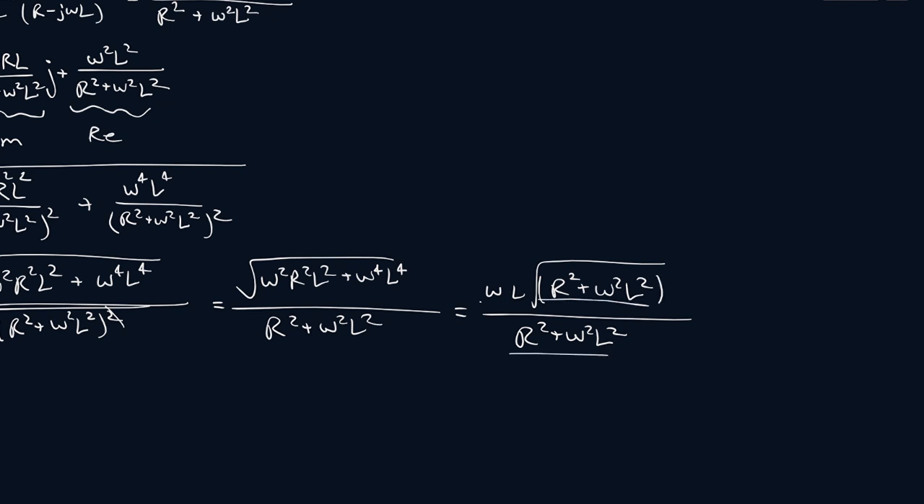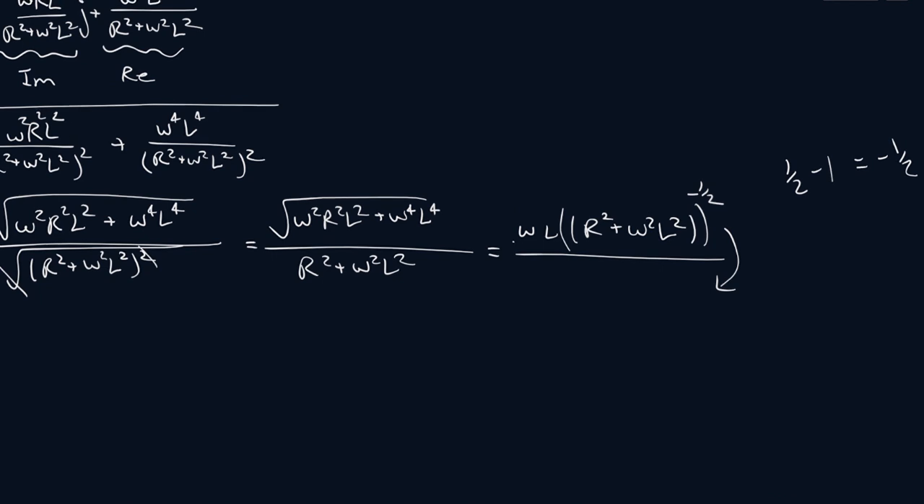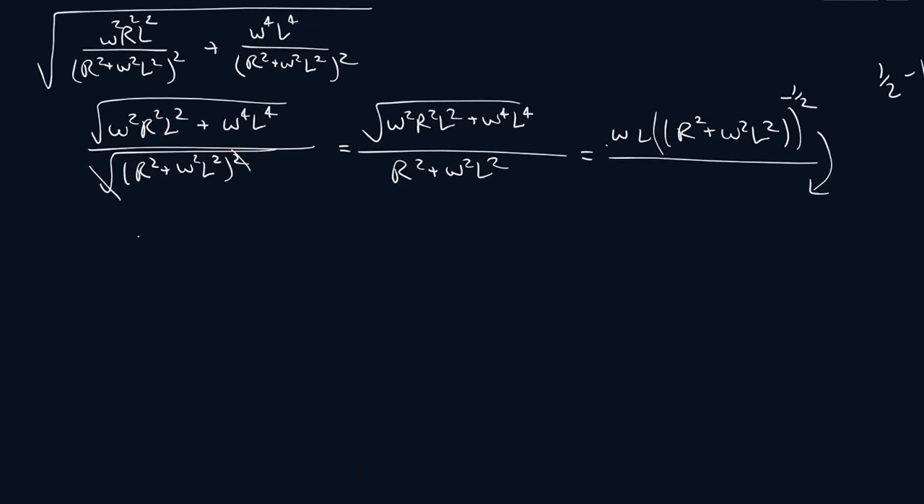And remember, a square root is pretty much something to the power of 1 over 2. And this is to the power of 1. So 1 over 2 minus 1, that's equal to minus 1 over 2. So I can rewrite all of this as minus 1 over 2. And then I could just bring this down. So it'll just be WL all over R squared plus W squared L squared to the power of 1 over 2, which is just the square root. Alright, so we pretty much got the magnitude down.